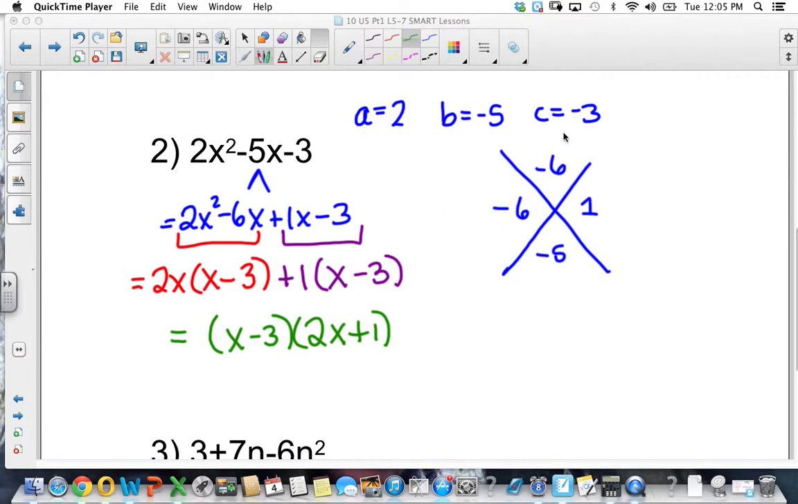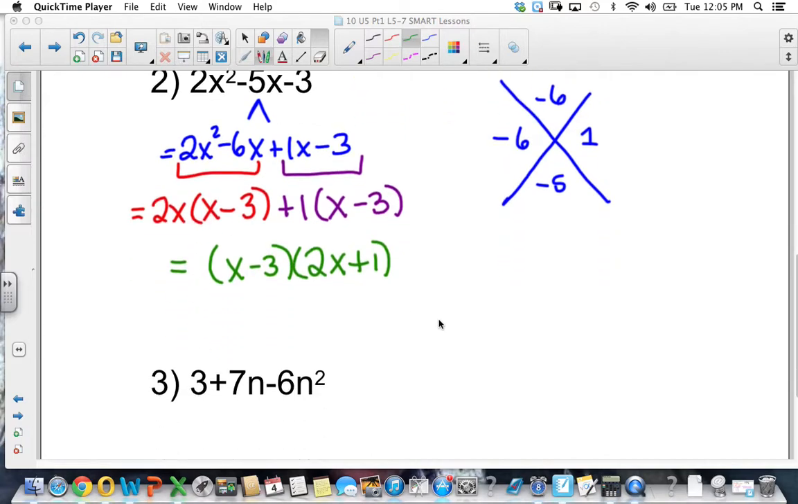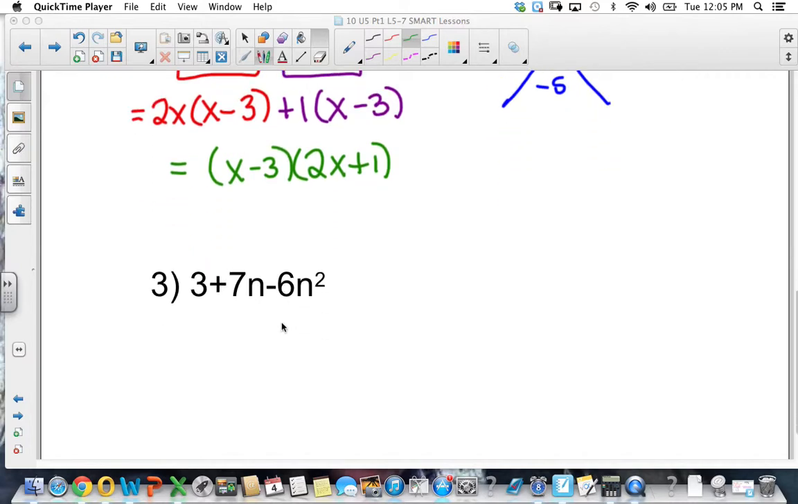So you can see at the top I identified A, B, and C. I set up the X. I found my 2 middle terms to split the negative 5x. I have now written it as a quadnomial, factored out the GCF of the first 2 and a GCF of the second 2. And the final factored form is x minus 3, 2x plus 1. Again, these can be change of order. You could write it as 2x plus 1, x minus 3. So hopefully you got that.